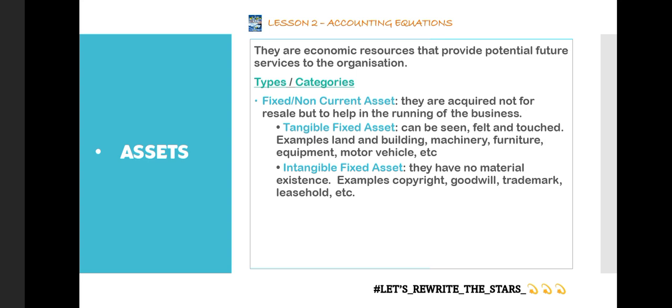It helps in the production process. So because of that, it is also known as fixed asset. But then the tangible aspect, because we can see it and we can touch it as well. Another example given here is the furniture. Furniture is also the seats or the chairs and tables we use within the organization.